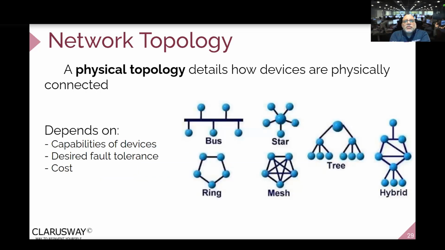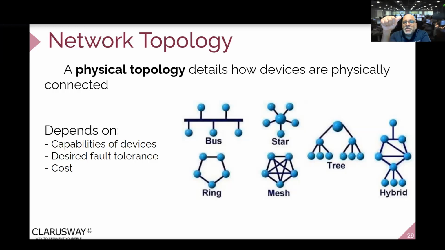Okay? So the physical topology talks about how devices are physically connected. You can think about it essentially as the shape of the cabling layout used to link the devices. That would refer to the layout of the cabling, the locations of the nodes, the interconnections between the nodes, and the cabling. Okay, and the physical topology is going to be determined by at least three factors, which I mentioned earlier.